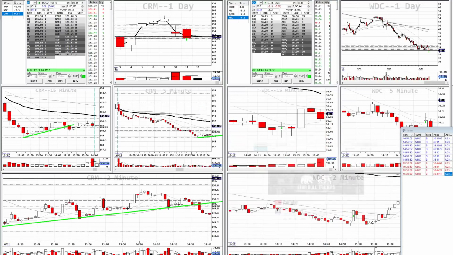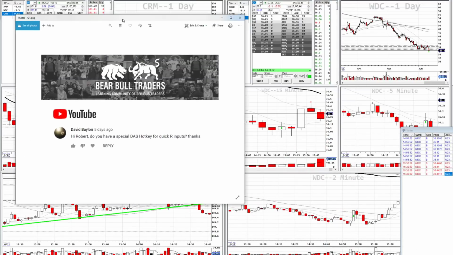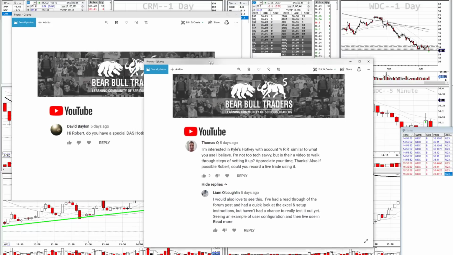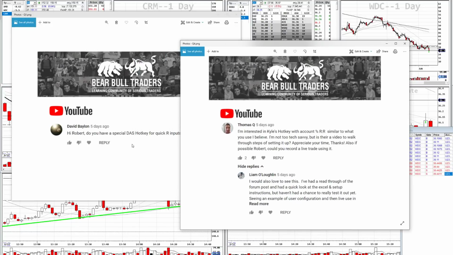Next is about hotkeys. Every video I seem to have to answer questions about this. So I do have a hotkey that will get me into trades to risk 1%. And I also have a hotkey that will set a range order for 2 to 1.